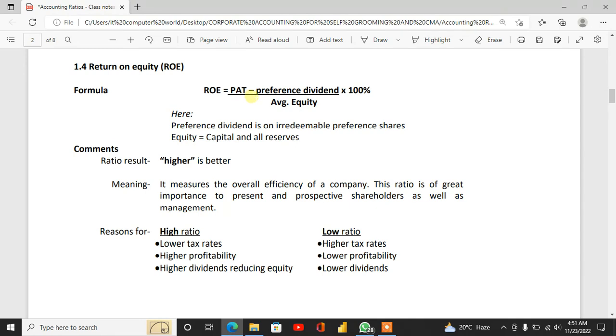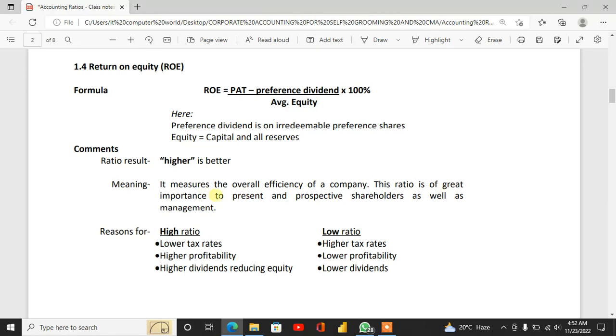Profit after tax minus preference dividend divided by average equity, multiplied by 100%. Here preference dividend is on the redeemable preference shares. We will discuss shares in another lecture. Dividends are a very broad term; you cannot absorb it all if I explain here. Equity is equal to capital and all reserves. That's it, it's simple. The comment is if higher is better, and it measures the overall efficiency of a company.